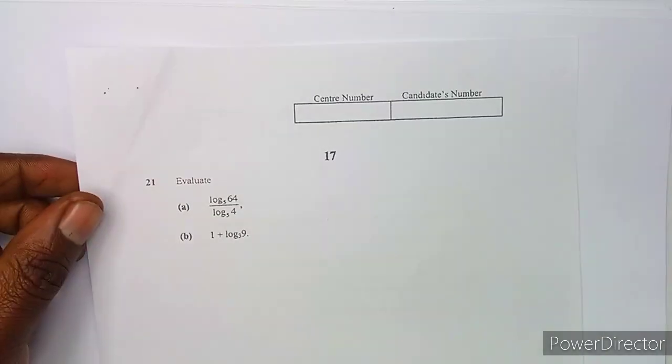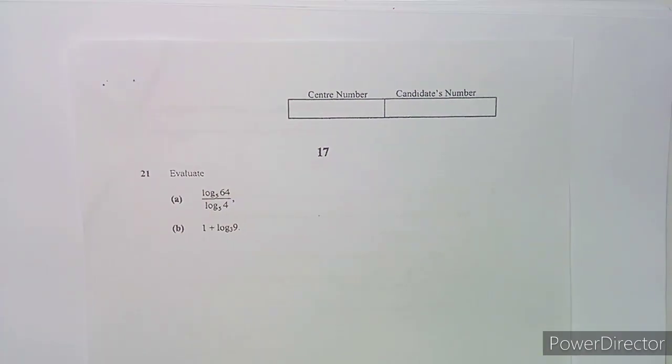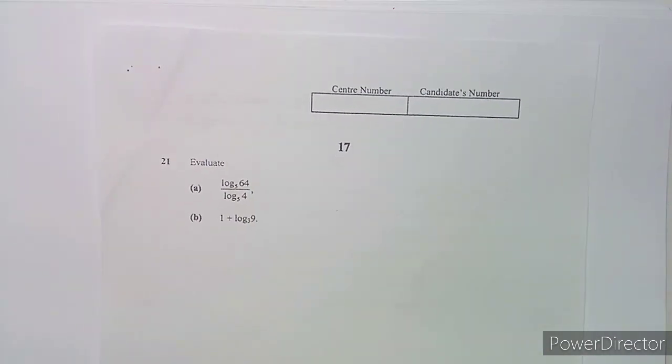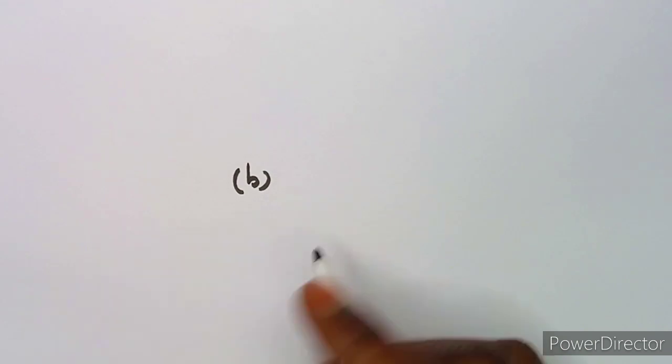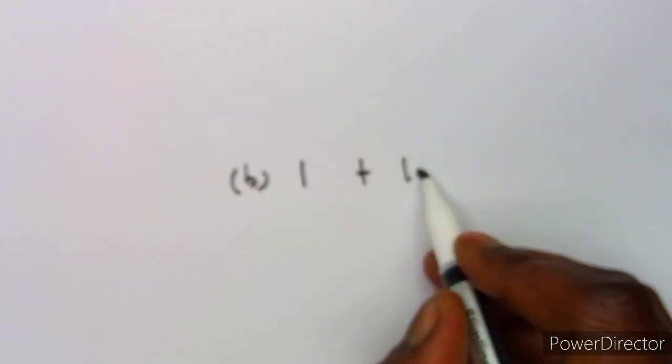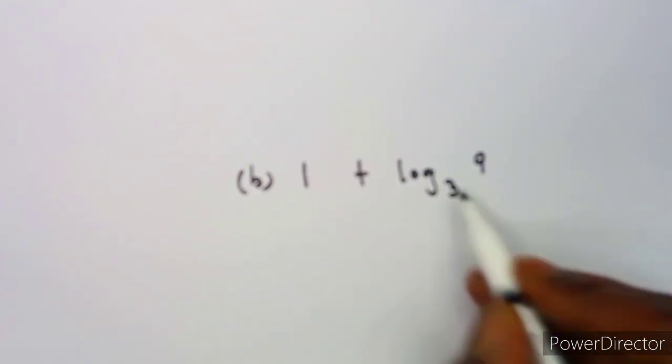Okay, so anyways, let's see another part, which is 1 plus log 3 to simplify. Okay guys, this is a little bit fair now. Okay, so this is item B, where we've got 1 plus log 9 in base of 3, right? Log 9 in base of 3.